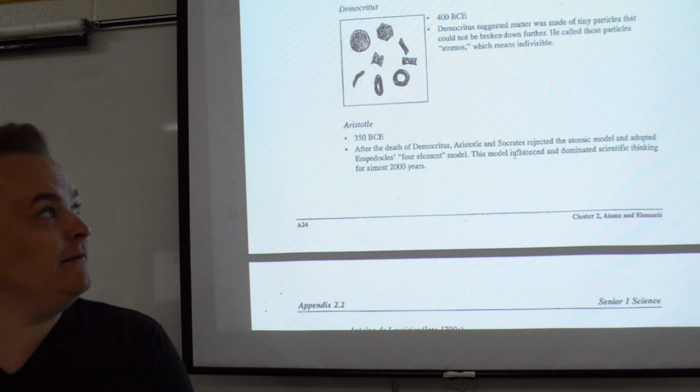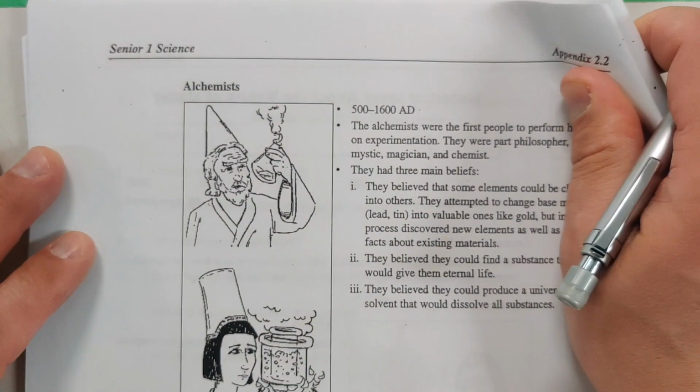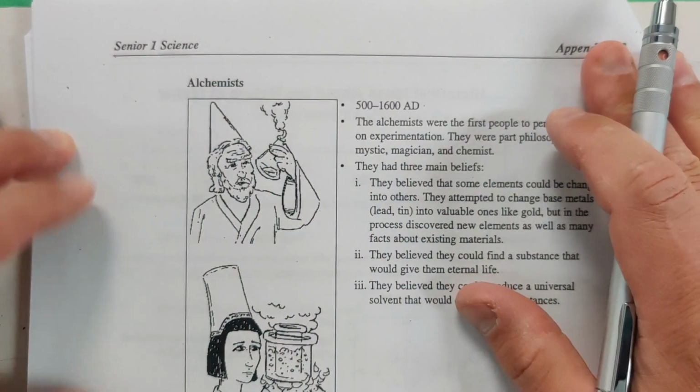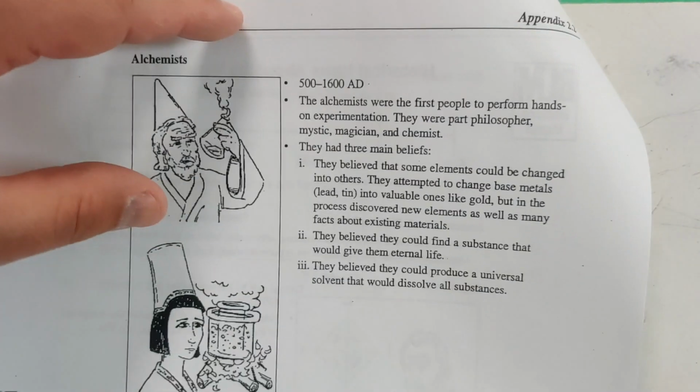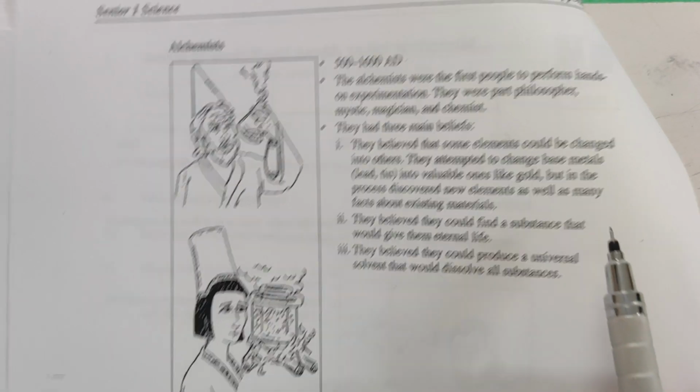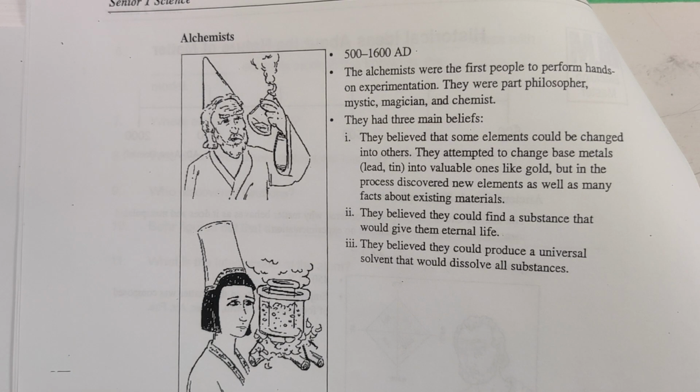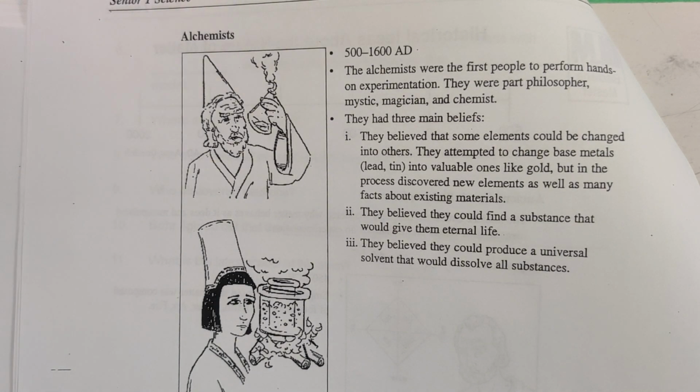Let's keep flipping here. All right, and then came the alchemists. The alchemists were the first people to perform experiments hands-on. They were part philosopher, part magician, part chemist.